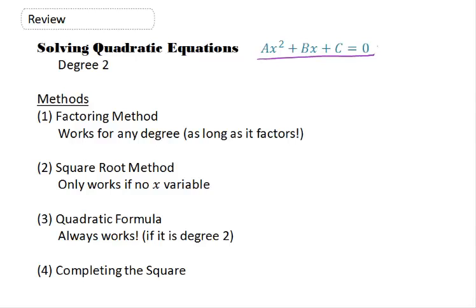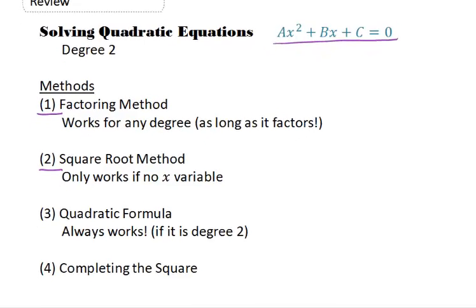At this point, we already know 3 methods to solving this equation. The first method is the factoring method, and that method works as long as your equation factors. The second method is the square root method. Remember, this method works if we are missing this bx term, only if we have the ax squared and the c term.